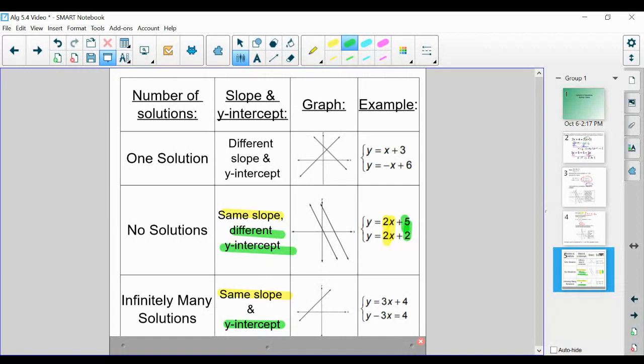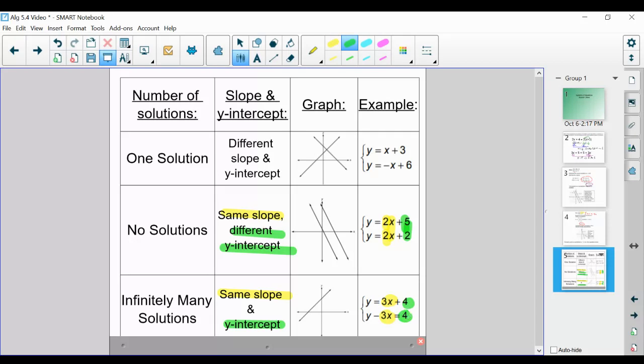If we look at the example of a system, the top equation is in slope-intercept form, the bottom is not. But if we were to rearrange and solve for y, we're going to find that it has the same slope of 3x, and it's going to have the same y-intercept of 4.